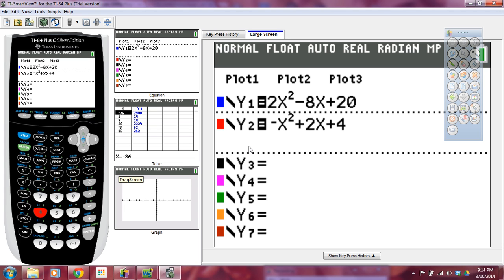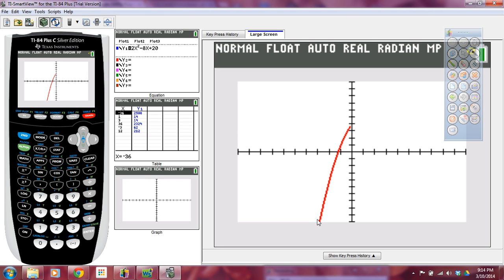The first one that graphs will be my f of x. If it ever graphs. There it goes. So there's my f of x. No, I take that back. That's my g of x. Here's the deal. On mine, I only have one showing up. And so that's kind of a problem.